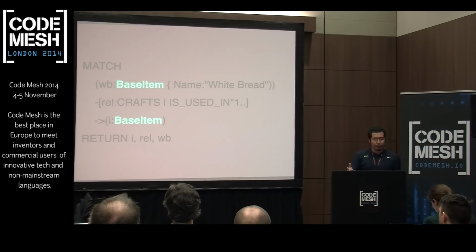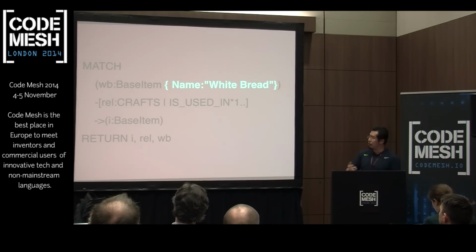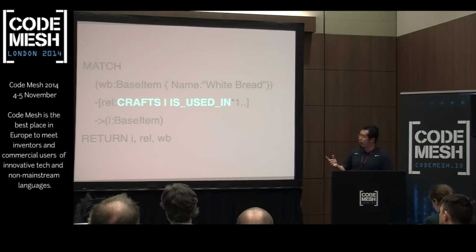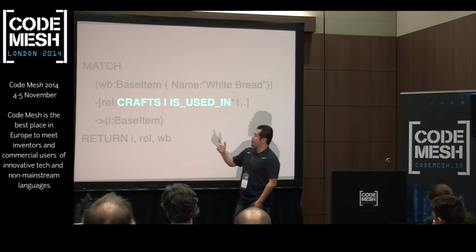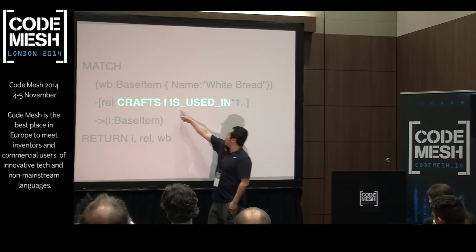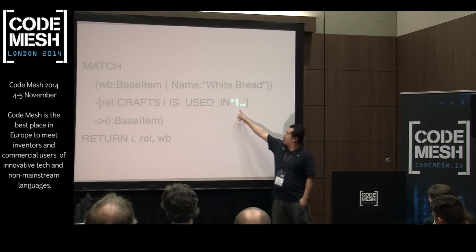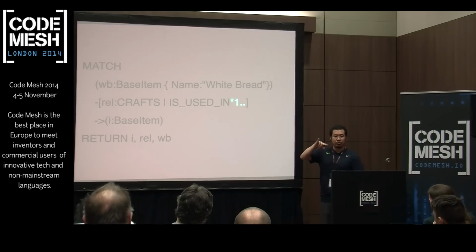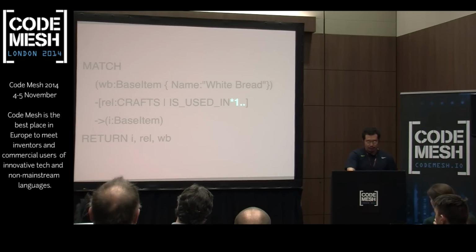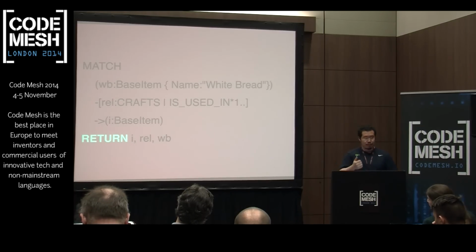We can also filter the nodes by type on either side of this relationship, and we can also apply an additional filter based on the value or properties associated with those nodes. And we can do the same thing with the relationship. So here we are saying that we are looking specifically for relationships of type craft or is used in. And for this query to match, we need at least one instance of this relationship somewhere, anywhere between two nodes. And finally, we can return the nodes that we've matched and the relationship using the return keyword. And the result of this query looks something like this.